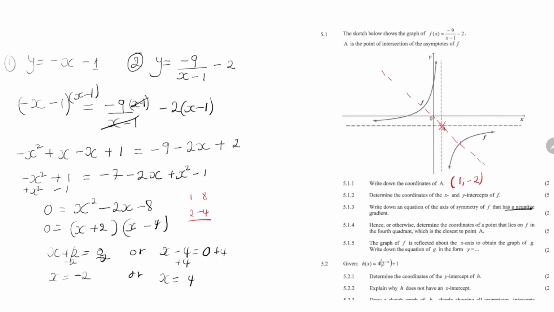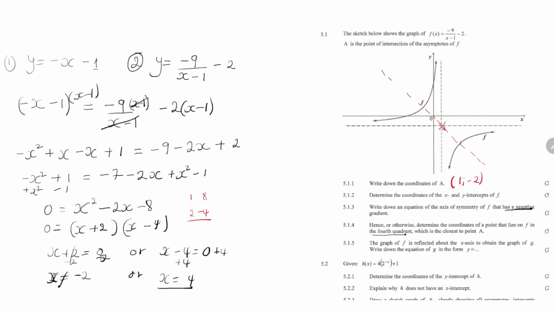So right now we have these two values or x values, which could give us the coordinate which is the closest to point A. But we were told in the question we should determine the coordinate which lies in the fourth quadrant. So which of these x values lies on the fourth quadrant? It is the x minus 4, not this one.